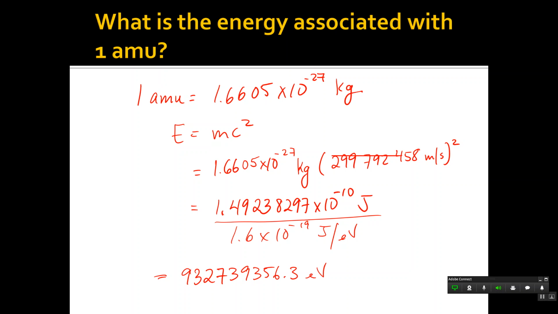Let's talk about these in multiples of electron volts. So you can have 1,000 electron volts, which would be a kilo electron volt. What's 1,000,000 electron volts? Think computers. You have a byte, kilobytes, and then a what? A megabyte. Yeah, so you can convert this into mega electron volts. It's going to be 932.74 mega electron volts.